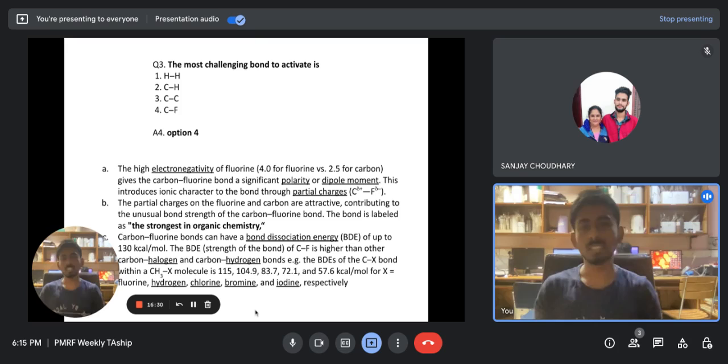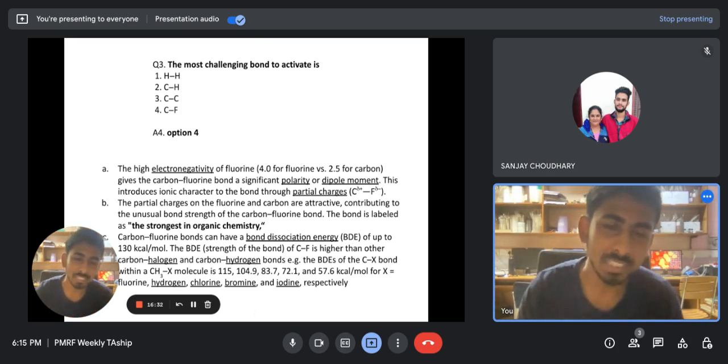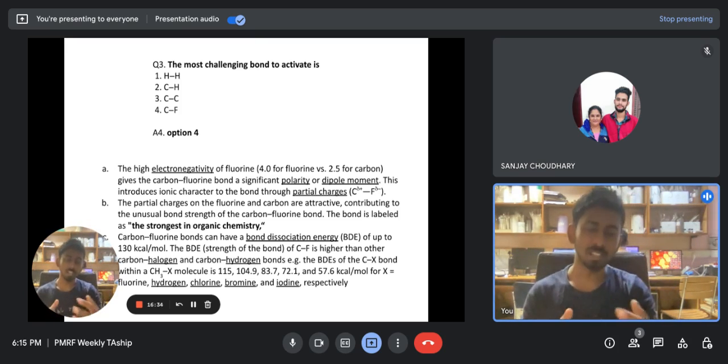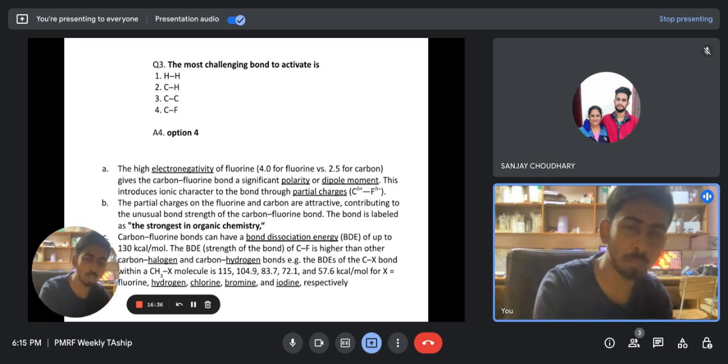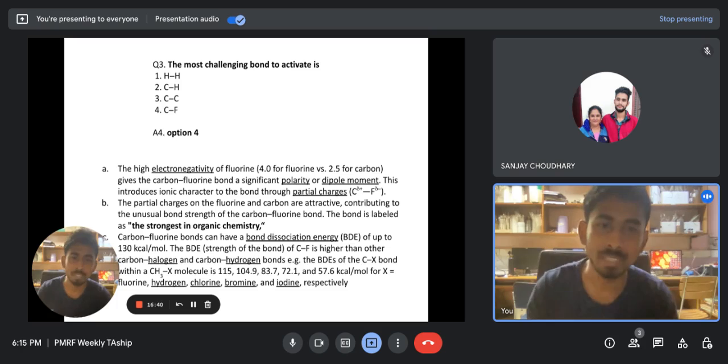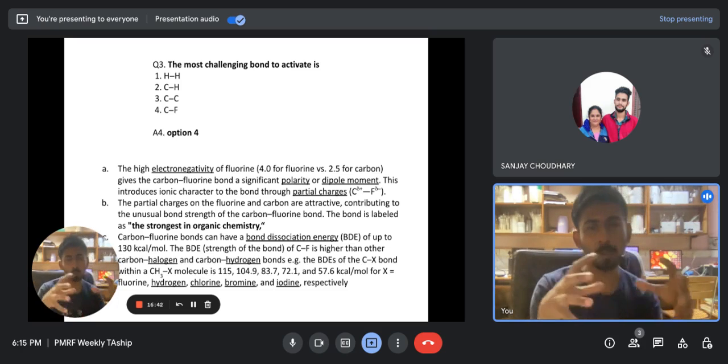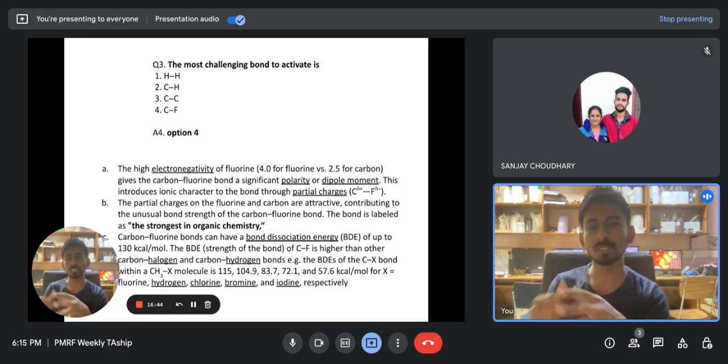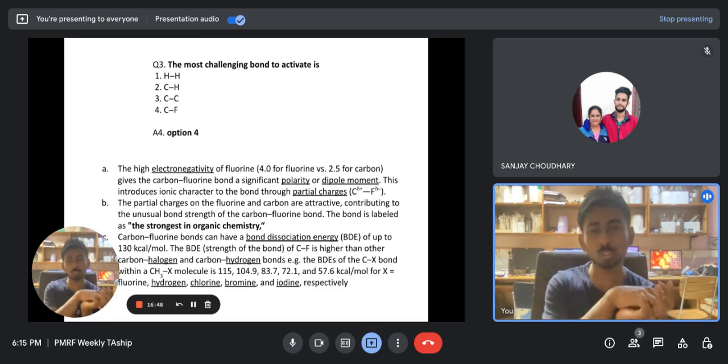The answer lies within the orbital overlap. Here you can note that carbon and hydrogen both have s orbitals, and they have principal quantum numbers in the same range. That's why the orbital overlap is quite strong in case of the CH bond. The covalent bond is very strong in nature.